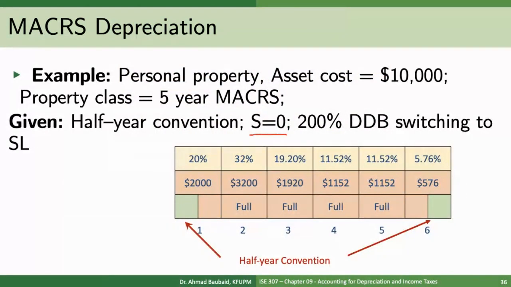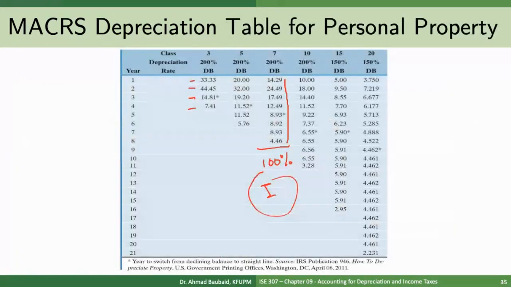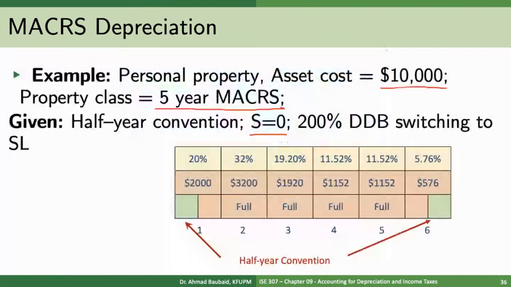S is 0. I know that the cost of my asset is 10,000, so I'll just take 10,000. It's a 5 years MACRS property. So I will go back to the table, 5 years, right? Take these percentages, copy them, which is what you see here, and just multiply I by each one of them, right? I by 20% gives me this value, by 32% gives me this value, and so on.